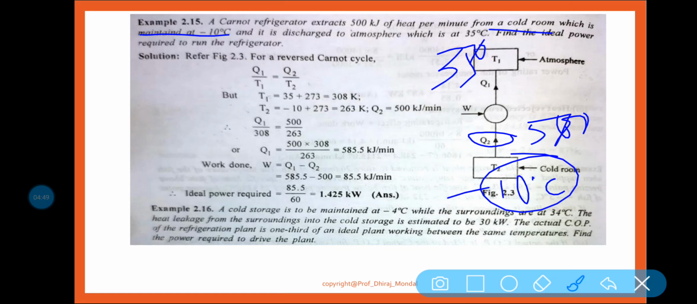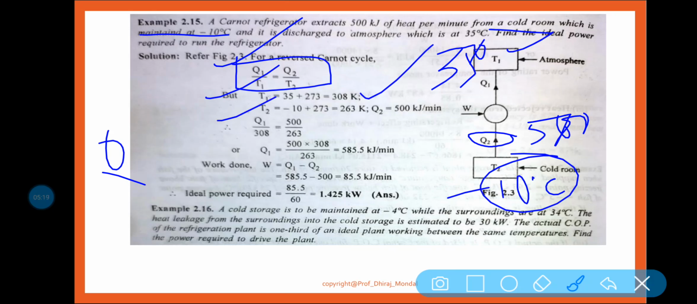You know that if it is a Carnot cycle, then it is a reversible cycle. So in case of a reversible heat engine or reversible cycle, we can write Q1 by Q2 is equal to T1 by T2. This is all about the thermodynamic temperature scale. Now T1 is given, 35 plus 273, in terms of Kelvin you will get 308 Kelvin. Now T2 is minus 10 plus 273, so 263 Kelvin. Q2 is given, 500 kilojoule per minute.